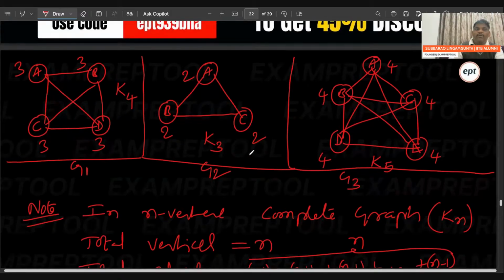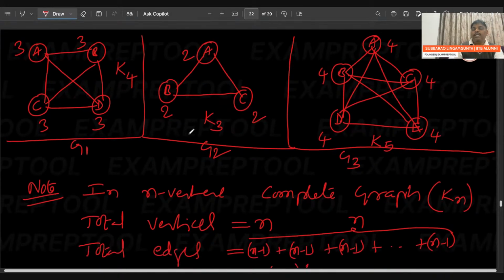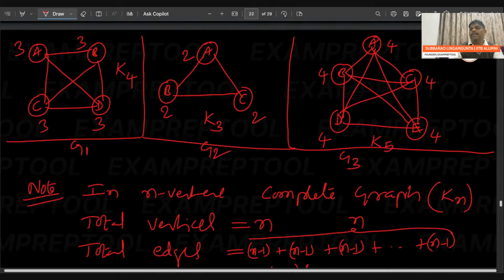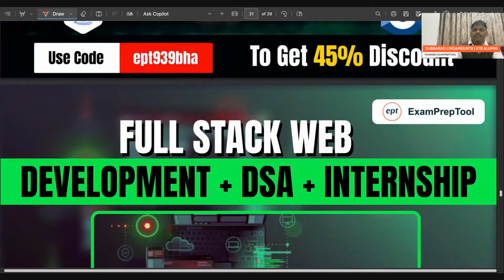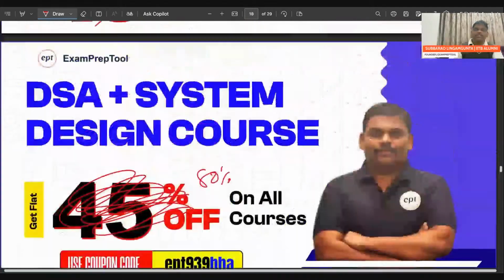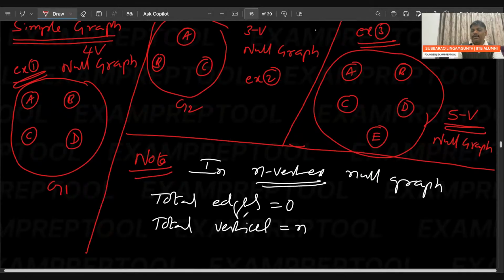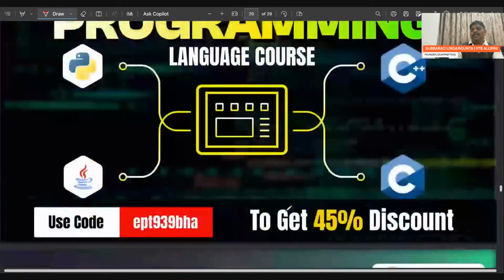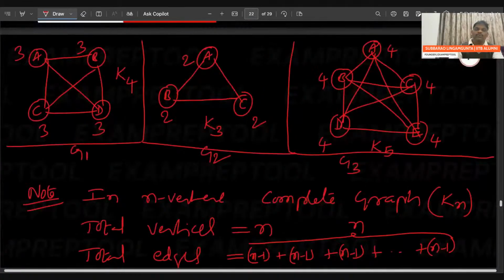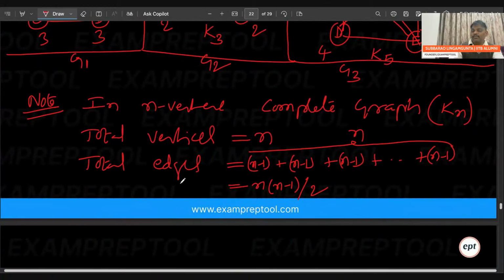Remember everyone, in all simple graphs, the biggest graph is the complete graph. In all simple graphs, the smallest graph is the null graph. In an n vertex null graph, the total number of edges is 0. In an n vertex complete graph, the total number of edges is n into n minus 1 by 2. Let me know if you have any objection.